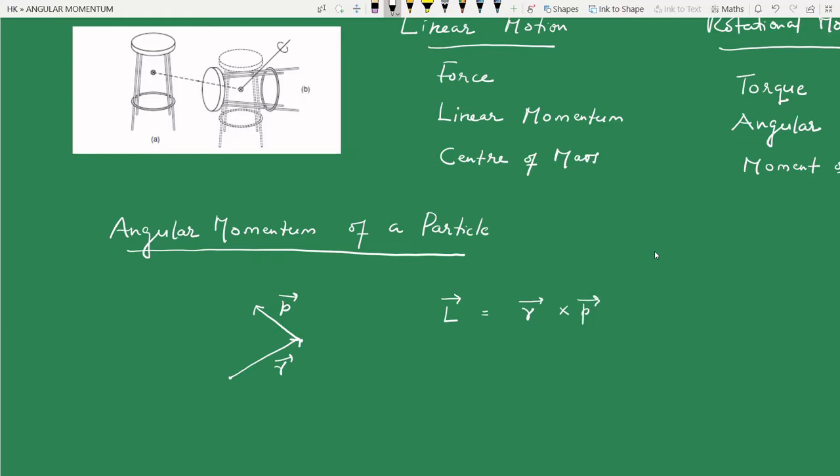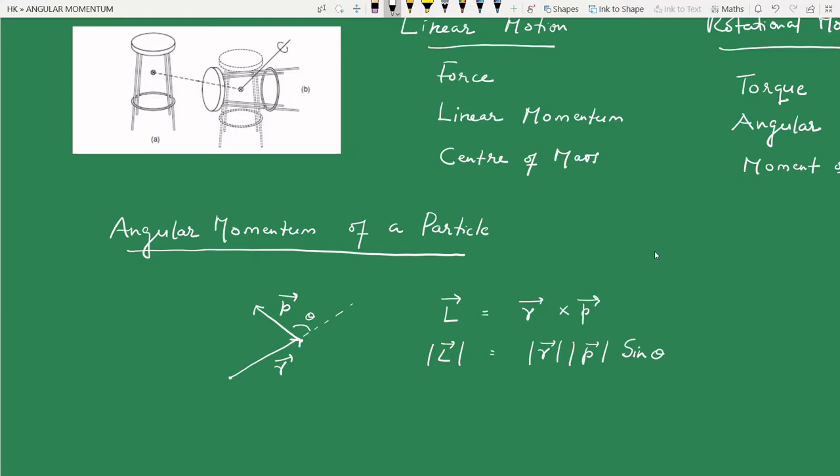So what is the magnitude of this angular momentum? The magnitude of this angular momentum is the magnitude of r times the magnitude of p times sine of the angle theta between r and p. How do we show the angle? The direction of r is along this direction, the direction of p is like this, so this is the angle theta between the direction of r and the direction of p. So the magnitude of angular momentum L is r p sine theta.